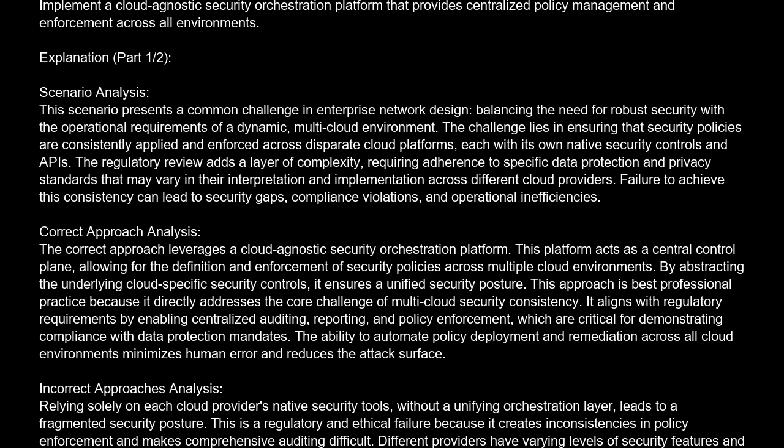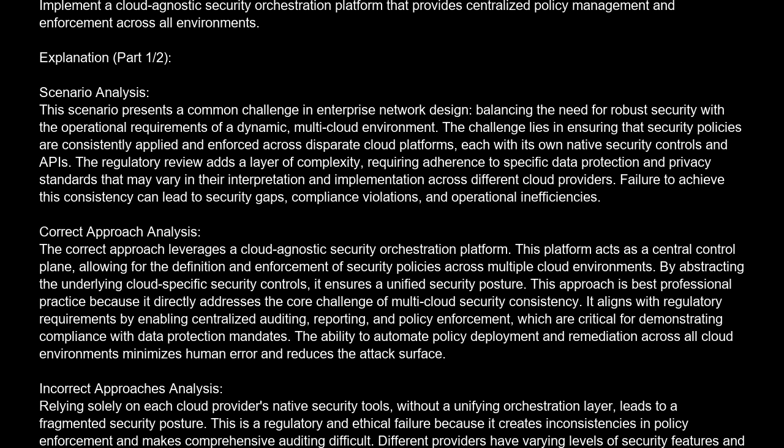The challenge lies in ensuring that security policies are consistently applied and enforced across disparate cloud platforms, each with its own native security controls and APIs. The regulatory review adds a layer of complexity, requiring adherence to specific data protection and privacy standards that may vary in their interpretation and implementation across different cloud providers. Failure to achieve this consistency can lead to security gaps, compliance violations, and operational inefficiencies.